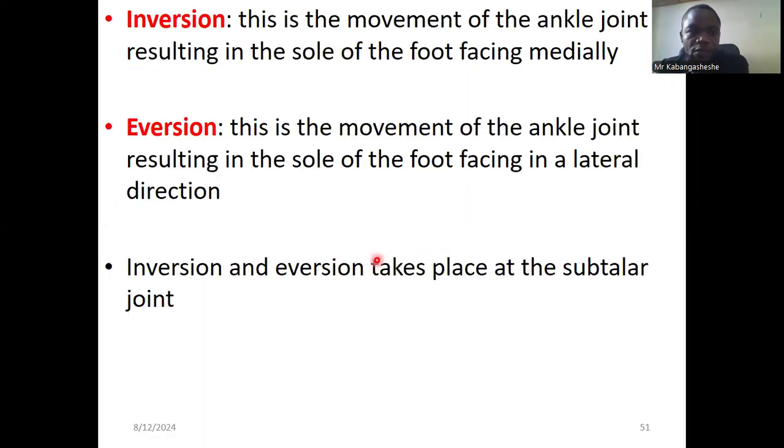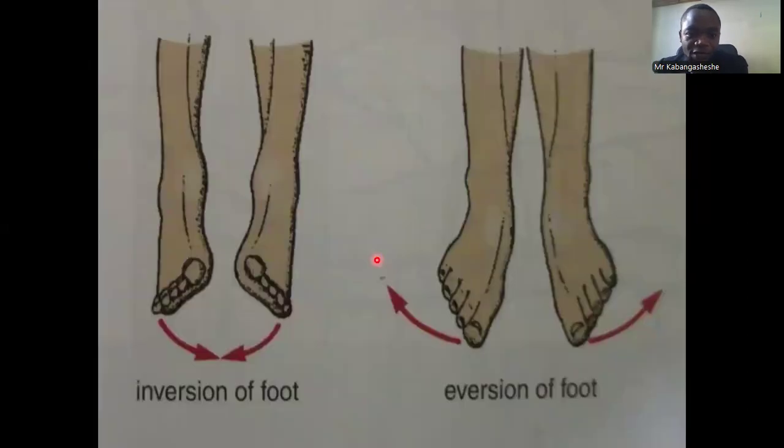Okay. Then inversion and eversion occur at the ankle joint. This is the ankle joint. So inversion is movement of the ankle joint in such a way that the sole of the foot faces inside. You see that? This is the sole. These are the toes. So the movement is inwards. The sole of the foot is facing inwards. So we call that inversion. Eversion is where the sole of the foot faces outwards.